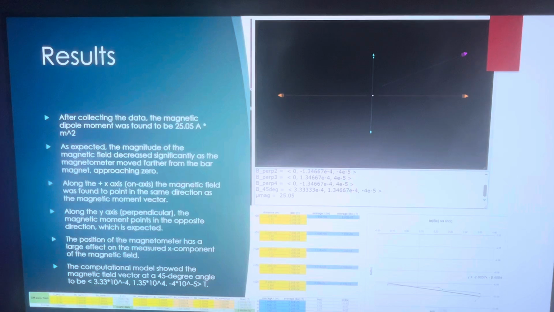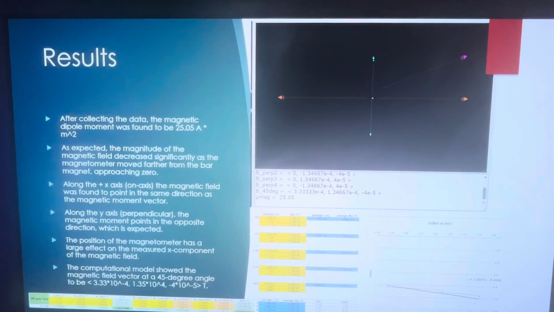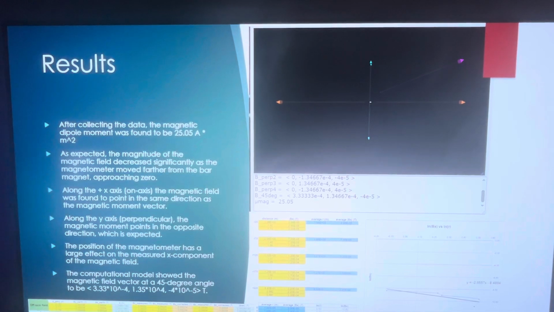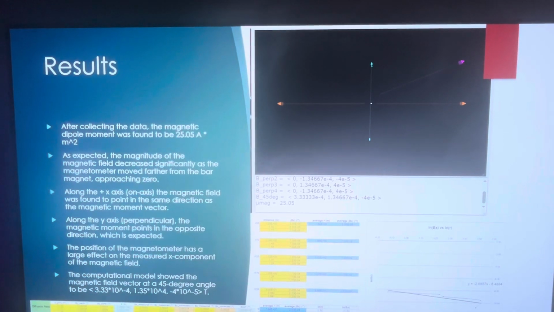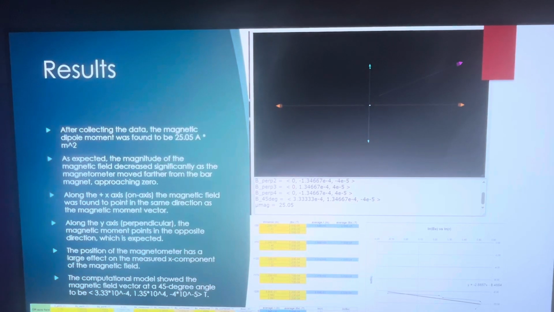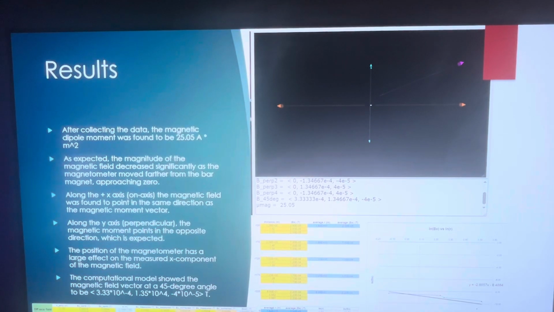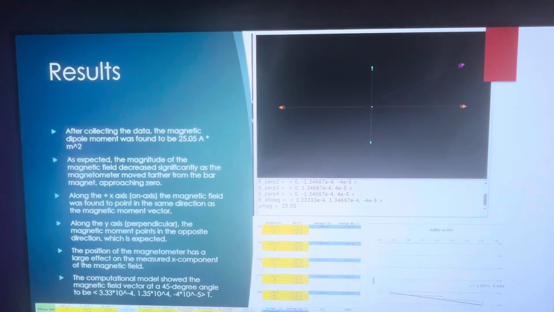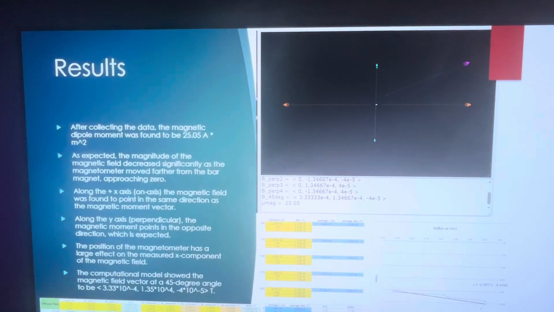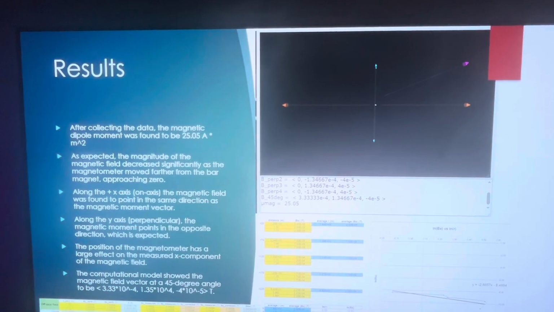As expected, the magnitude of the magnetic field decreased significantly as the magnetometer moved farther from the bar magnet, approaching zero. Along the positive axis, the magnetic field was found to point in the same direction as the magnetic moment vector. Along the y-axis, in the perpendicular direction, the magnetic field points in the opposite direction. Both of these are expected.